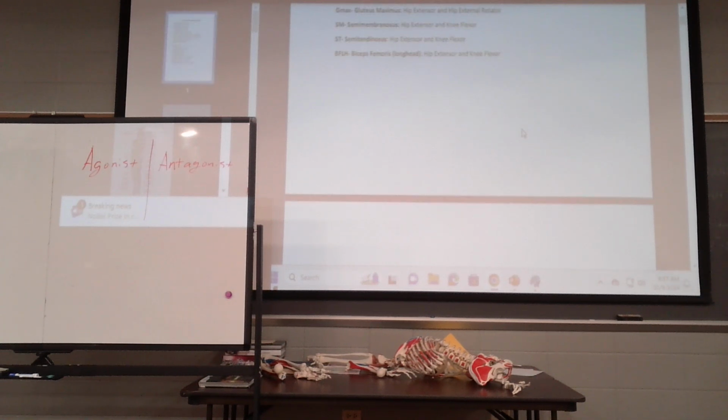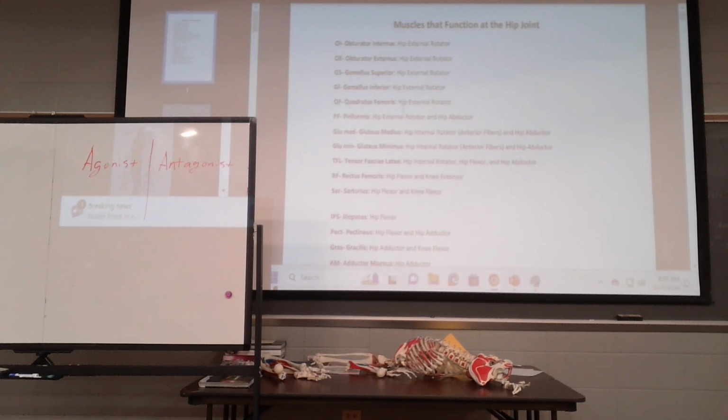Let's see what I put on for my list, people. Gluteus medius and minimus, hip internal rotator, the anterior fibers. Only the front fibers have that angle, that vector component that's trying to spin medially. All the fibers have the components that are trying to pull lateral.